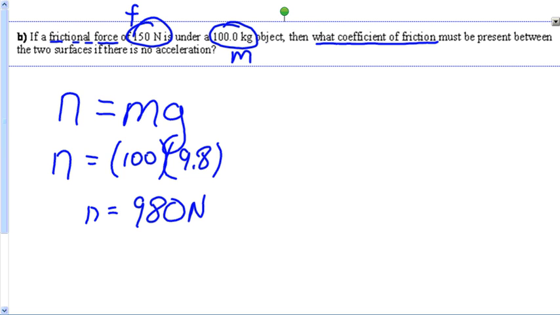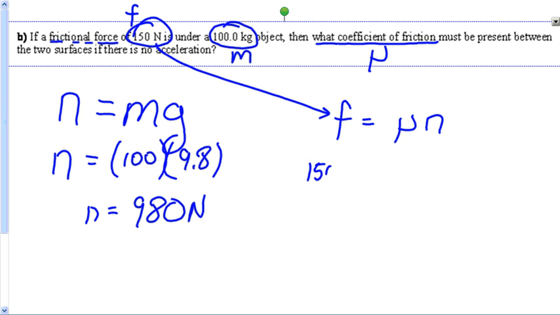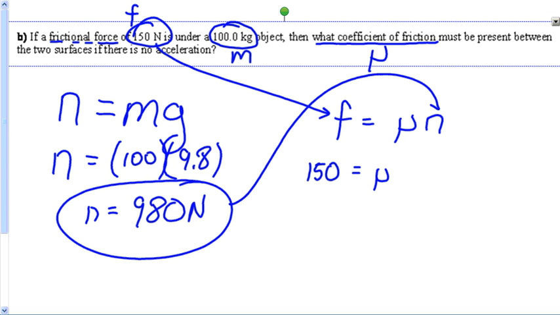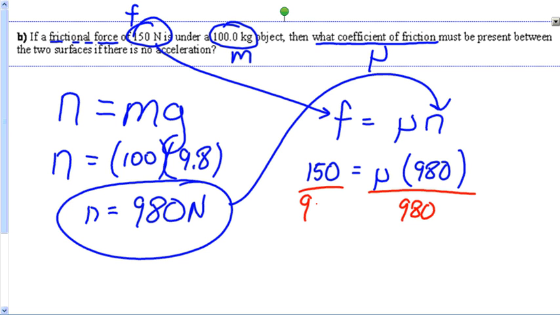What coefficient of friction? What's this problem wanting you to find? The coefficient of friction, which is the mu. So I've got an equation with mu in it: F equals mu N. It gave me F, so I know that F is 150 equals mu, and I know N is 980. So how do we algebrate this? We want to find mu, so we divide both sides by 980.